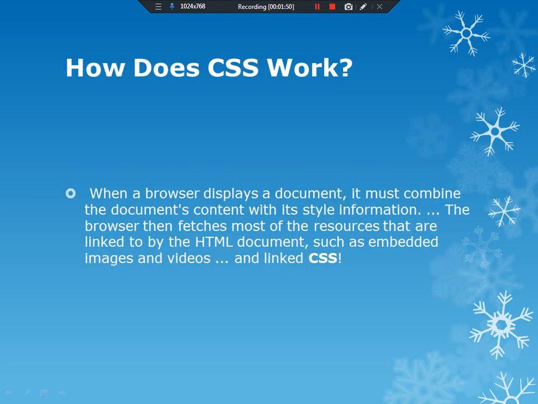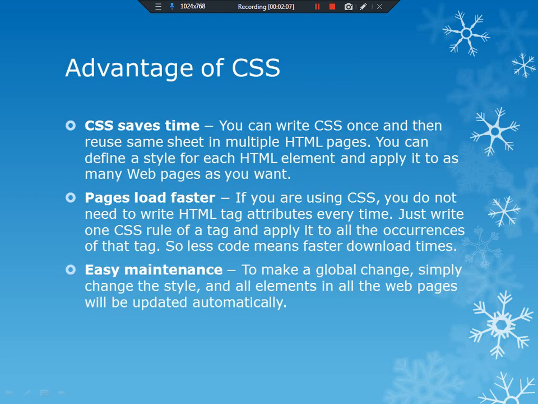How does CSS work? When a browser displays a document, it must combine the document's content with its style information. The browser then fetches most of the resources that are linked by the HTML document, such as embedded images and videos, and linked CSS.